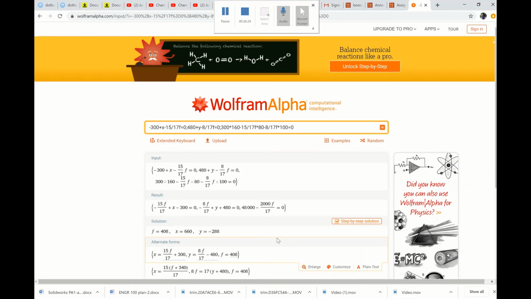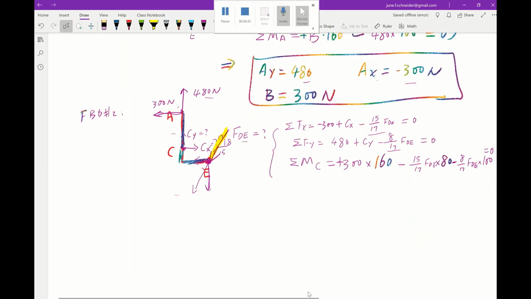We can take a picture and bring those numbers there. So from what I have here, I have this FDE equals 408, and that's going to be Newton. CX is equal to 660. And the CY is negative 288.